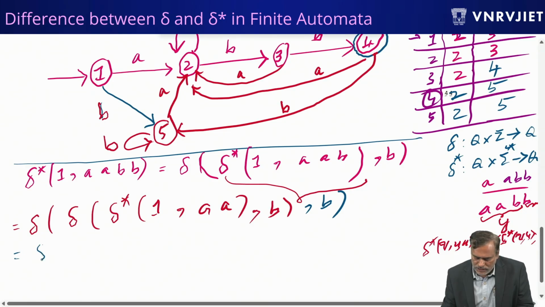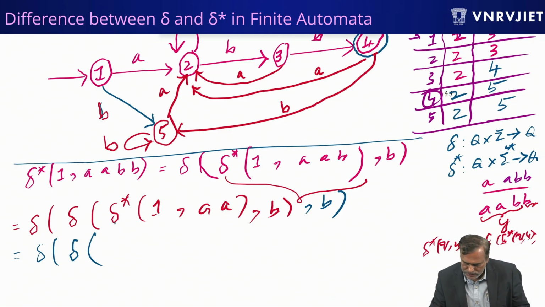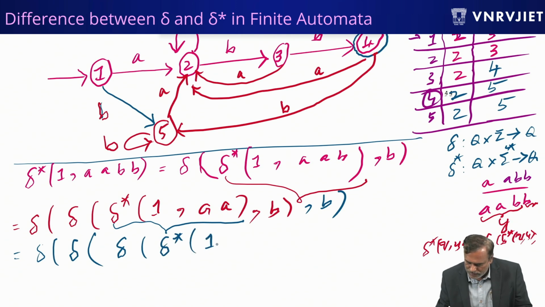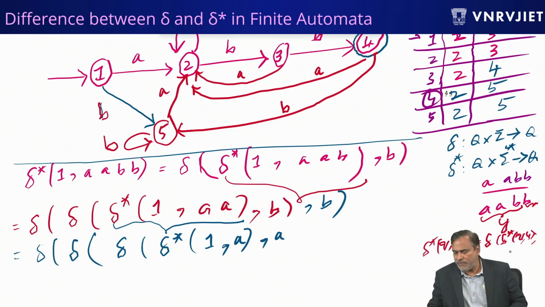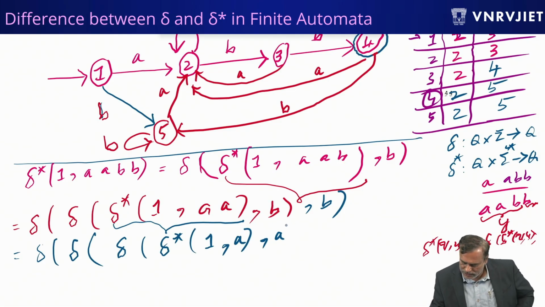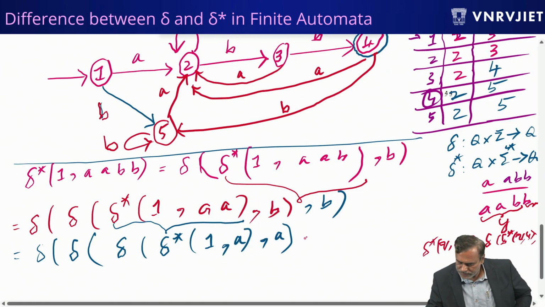In this fashion it is going to get processed. So delta of, this delta star part you are going to rewrite, and for this you have to find once again. Delta star of 1 AA can be rewritten as delta of delta star of 1 A, comma A. Delta star of QYA is delta of delta star of QY, comma A. So for this delta star part I have written, and the rest of the part is as it is, that is comma B.